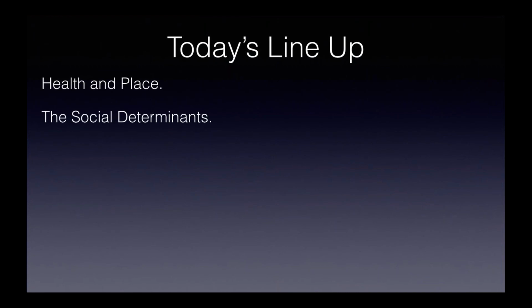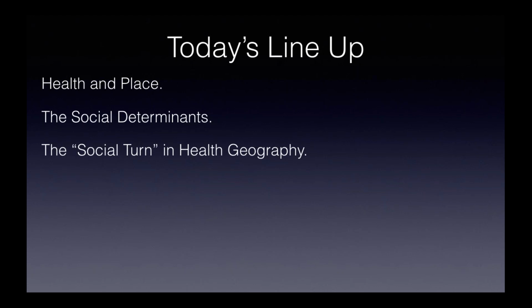So today's lineup, here's what I'll go through. I'm going to talk about health in place, the social determinants of health in terms of how geographers look at it, the social turn in health geography. This was the most exciting moment of 1993 if you were a health geographer. So we're going to relive that play by play.